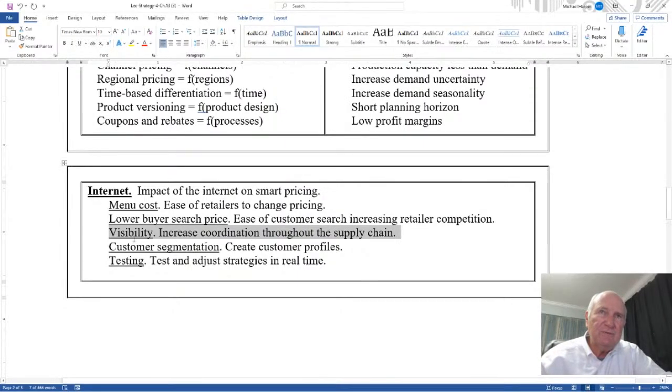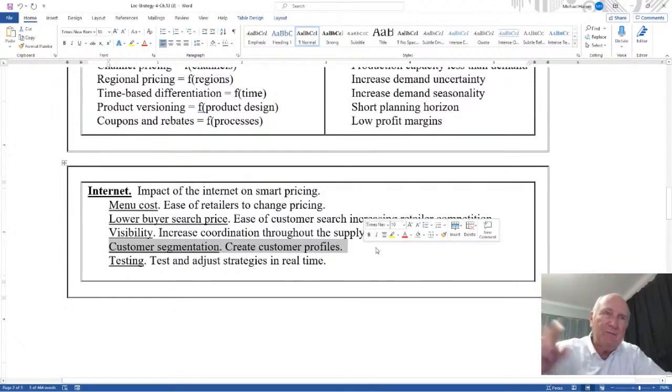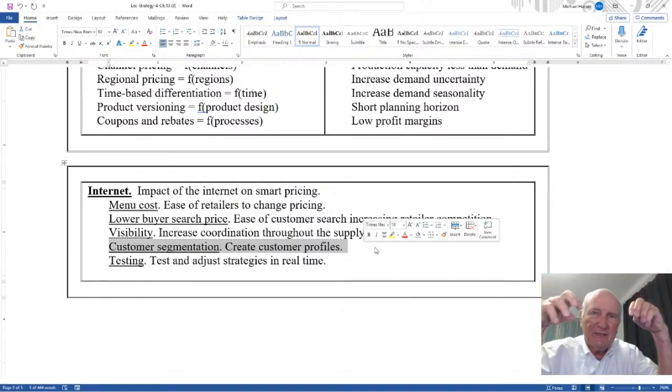Customer segmentation. You create customer profiles. Some customers will pay more for certain things than others, and so you get to know your customer. The internet can do that, and the internet, with looking at your clicks, looking at the statistics, the data analytics, can create customer profiles.